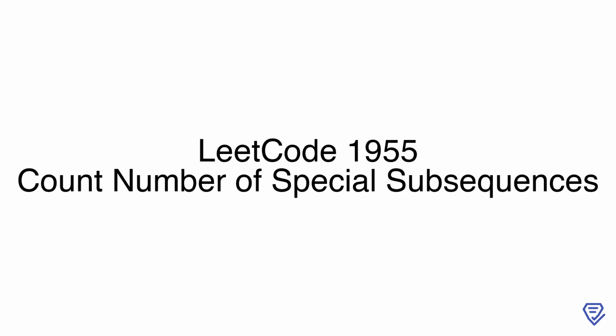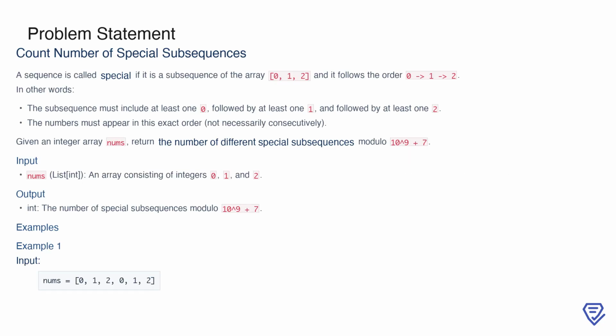Let's dive in. In this problem, we are tasked with counting the number of special subsequences in a given integer array. A subsequence is defined as special if it is derived from the array 0, 1, 2, and adheres to the specific order of 0-1-2. This means that the subsequence must include at least one 0, followed by at least one 1, and then at least one 2, and these numbers must appear in this exact sequence, though they do not need to be consecutive.